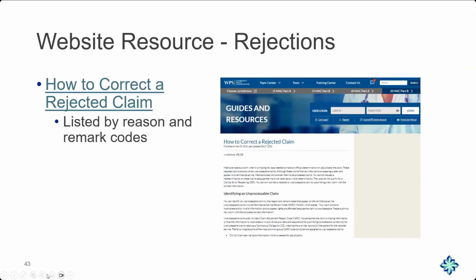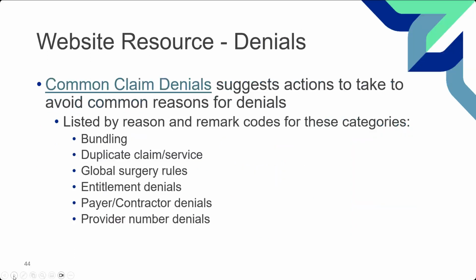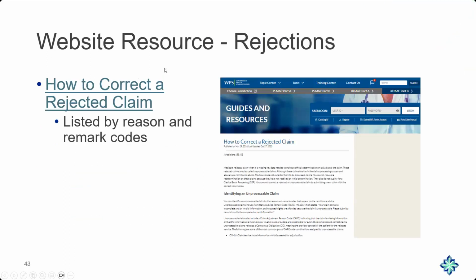We have website resources for both rejections and, on the next slide, denials. I talked about those reason and remark codes earlier, MA130 and the group codes that I talked about. But take a look at your remittance advice. Look at the reason and remark code. If your claim rejected, come out to this article or this resource on our website, find that reason and remark code, and it will tell you how to fix it.